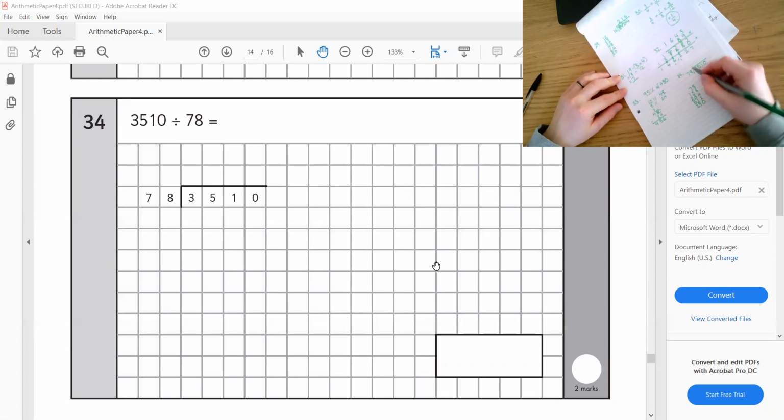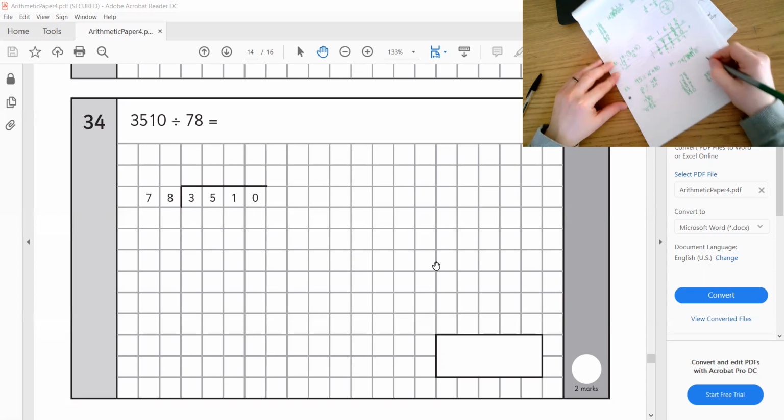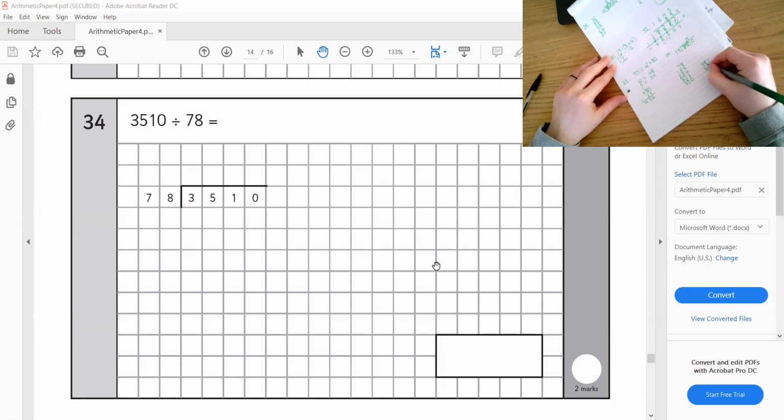78 into 3 cannot do. 78 into 35 cannot do. 78 into 351 would be 1, 2, 3, 4. I've used 312 of them. 351, take away 312. Like that. So would be 2, would be 9. 4 take away the 1 is 3. 3 take away, so it's remainder 39.